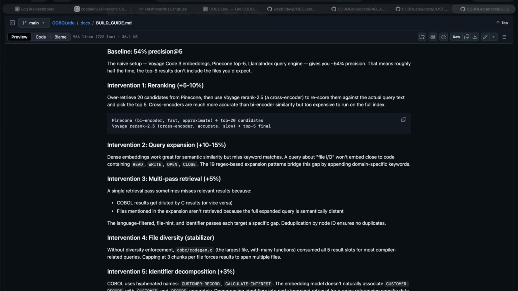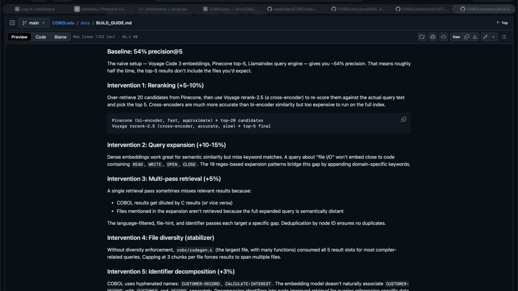So the last 12 hours have been going from it works to it works very well. And here's what that looked like. The first intervention was over-retrieve and re-rank. Instead of asking Pinecone for 5 results, we asked for 20, then used the Voyage cross-encoder re-ranker to rescore them down to the best 5. That alone bumped us from 54% to about 59%.